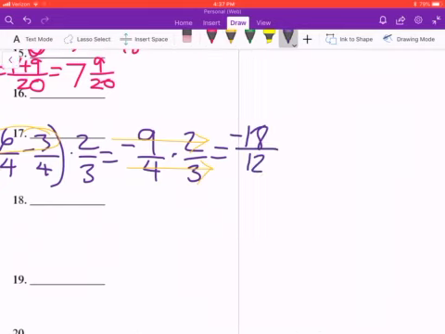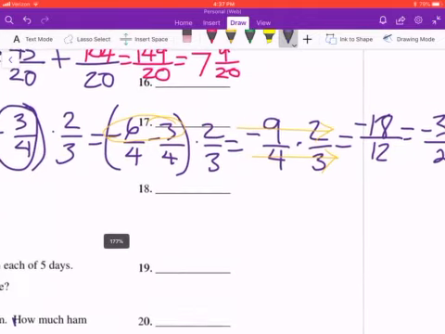Of course, we can simplify this. Both numbers are divisible by 6. Negative 18 divided by 6 is negative 3, and 12 divided by 6 is 2. And so that is the final answer for problem number 17.